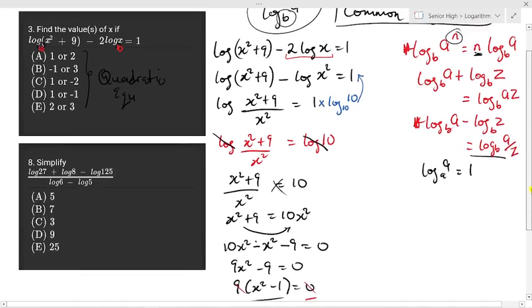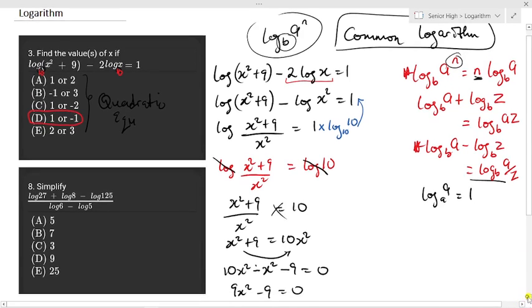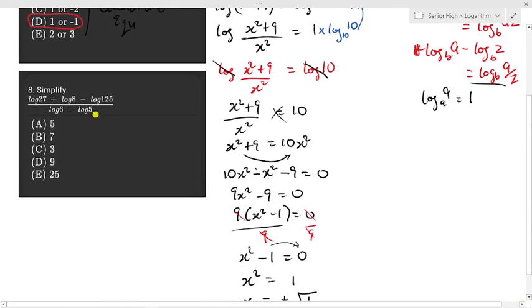So let's look at the options we're given. Okay, we see that the answer is actually in the D part, which is 1 or negative 1. So that's the first one answered. Let's look at the next question. The next question is to simplify log 27 plus log 8 minus log 125 over log 6 minus log 5.